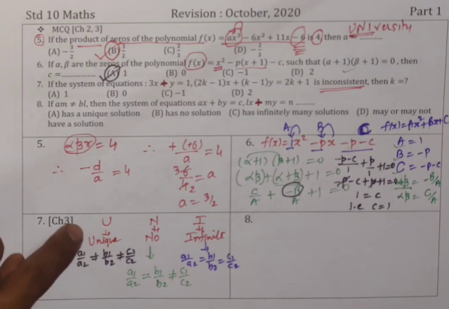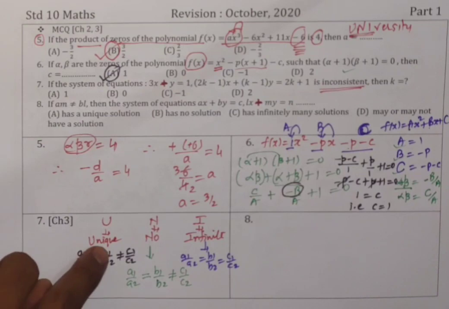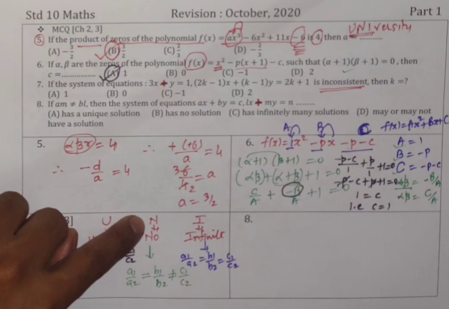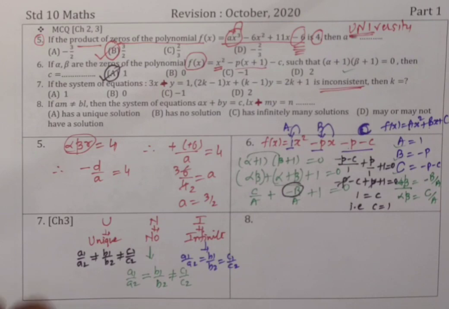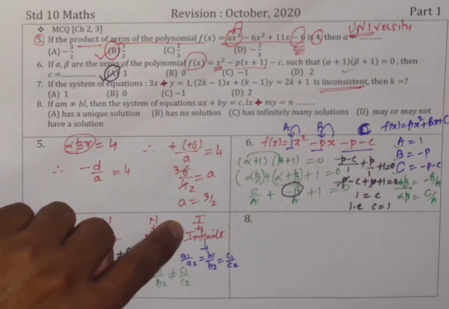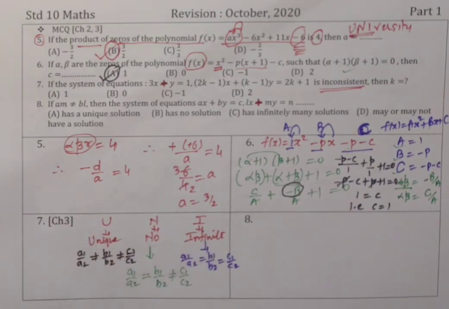Please remember, whenever a linear pair of equations has a unique solution, you will have A1 upon A2 not equal to B1 upon B2 not equal to C1 upon C2. When a pair of linear equations has no solution, A1 upon A2 is equal to B1 upon B2 but not equal to C1 upon C2. And if a pair of linear equations in two variables has infinite solutions, then all are equal. A1 upon A2 equal to B1 upon B2 equal to C1 upon C2. So in the first case, unique, all not equal. In the second case, no solution. First is equal, but the last ratio is not equal. And infinite, all three ratios are equal.